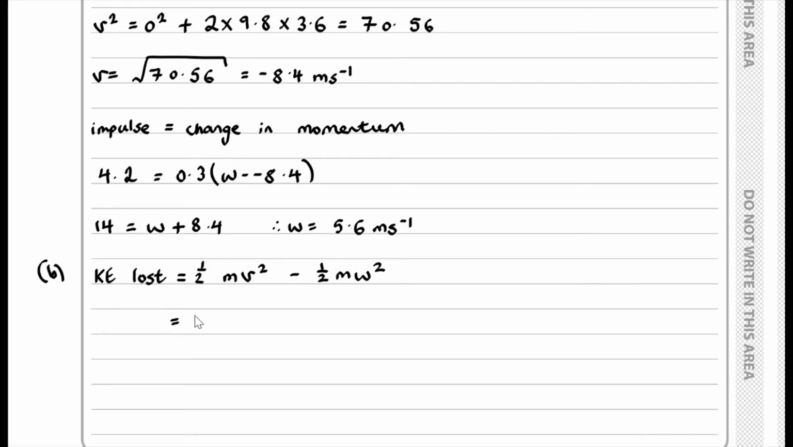Okay, so we have 1/2 times 0.3 times 8.4 squared minus 1/2 times 0.3 times 5.6 squared. You'd find we get 5.88 joules.